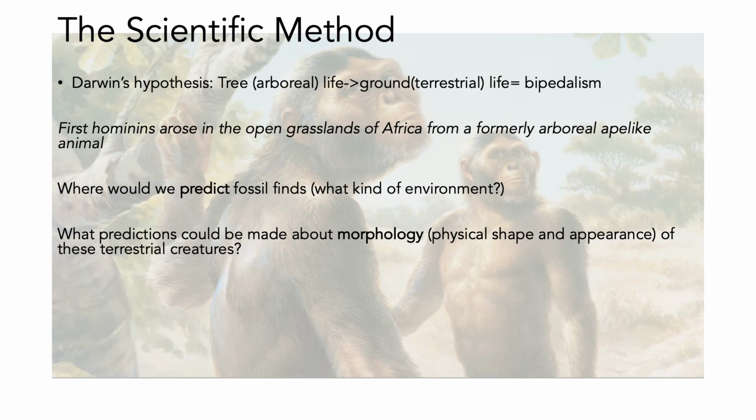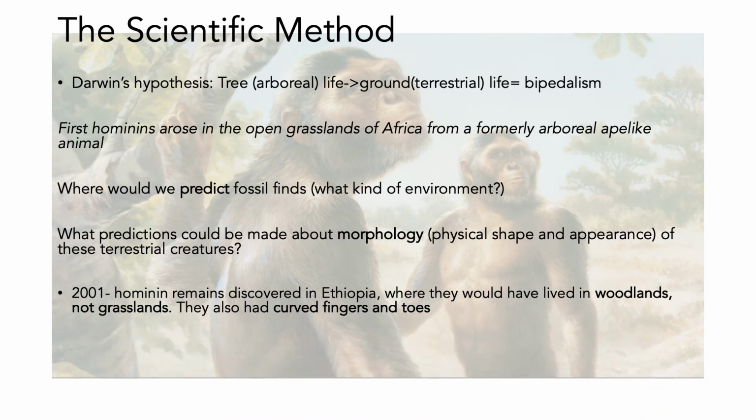Paleoanthropologists accepted Darwin's early hypothesis until fossil evidence found in Ethiopia shook things up. With the results of tests, or step 4 of the scientific method, in this case paleoarchaeological excavations, Darwin's hypothesis was rejected and new questions were produced.